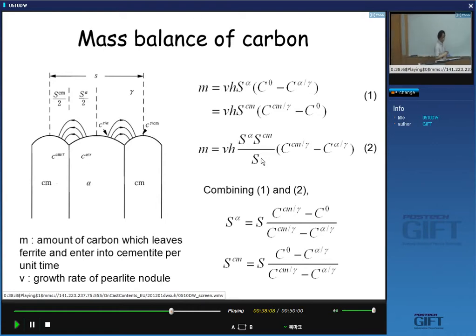At first, let's consider how much carbon will be rejected from the ferrite and how much should be absorbed by the cementite. Here, this is cementite, ferrite, and cementite, and the lamellar spacing is S, the width of the cementite is S_cm, and the width of the ferrite is S_alpha. Here, v is the growth rate of the pearlite nodule, and h is a unit depth perpendicular to this screen.